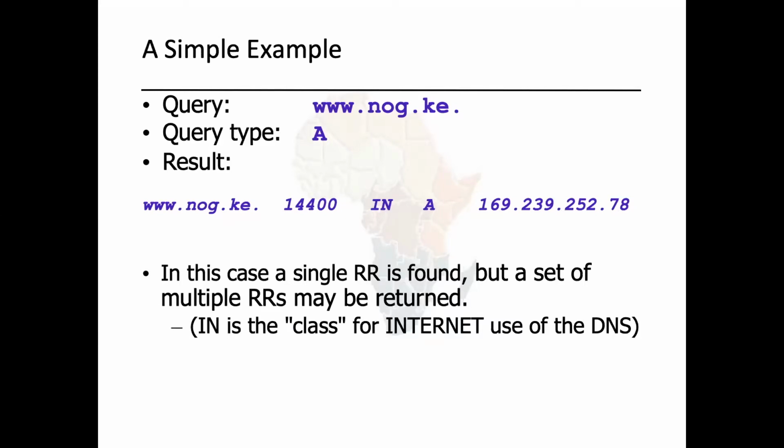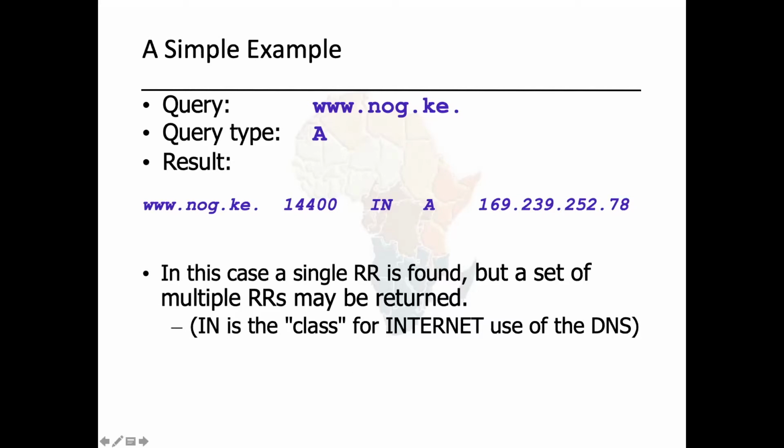So a simple example, if you query www.nog.ke and you ask for an A record or an address record, you'll simply get the IP address information as the answer. We're going to see more about how this answer is structured. This is what we call a time to live. This is the class of information that is requested, and this is an A record, the resource record type. In this single case, a single RR, or resource record, is found, but sometimes, depending on how the owner of the domain has structured his domain, you may be able to get more than one answer when you ask, and we are going to see that.